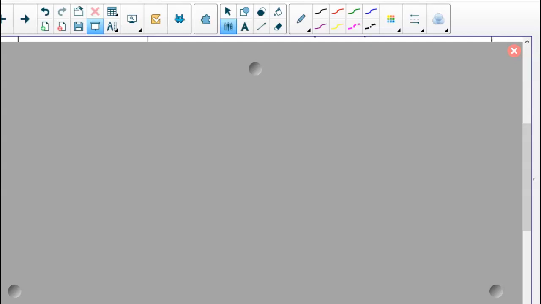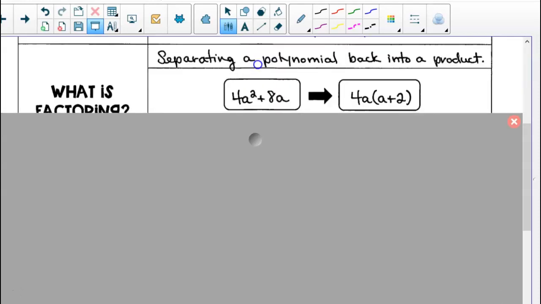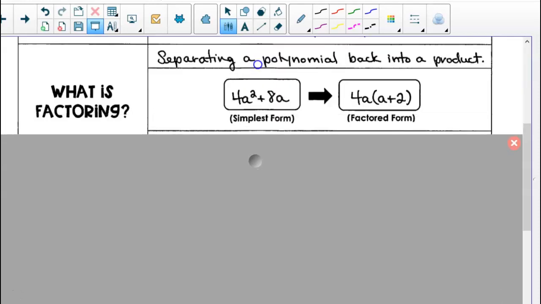In this video, we're going to be talking about factoring and what that means and how to do it. So first, before we do anything else, let's talk about what is factoring. For purposes of this class, we're going to use this definition: separating a polynomial back into a product.